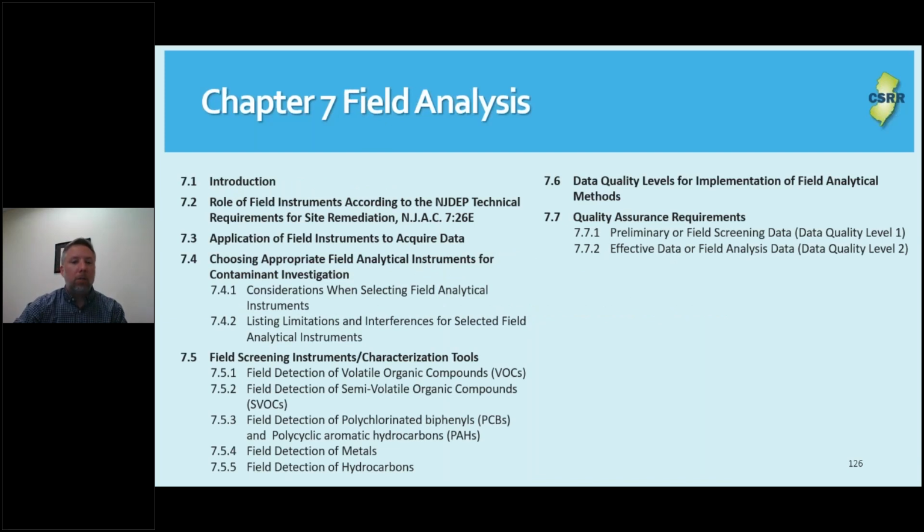The breakdown of Chapter 7 includes the field instruments, application of field instruments, choosing appropriate field analytical instruments for your contaminant investigation, field screening instruments, characterization tools, the data quality levels for implementation, and then the quality assurance requirements. This chapter is approximately 25 pages.